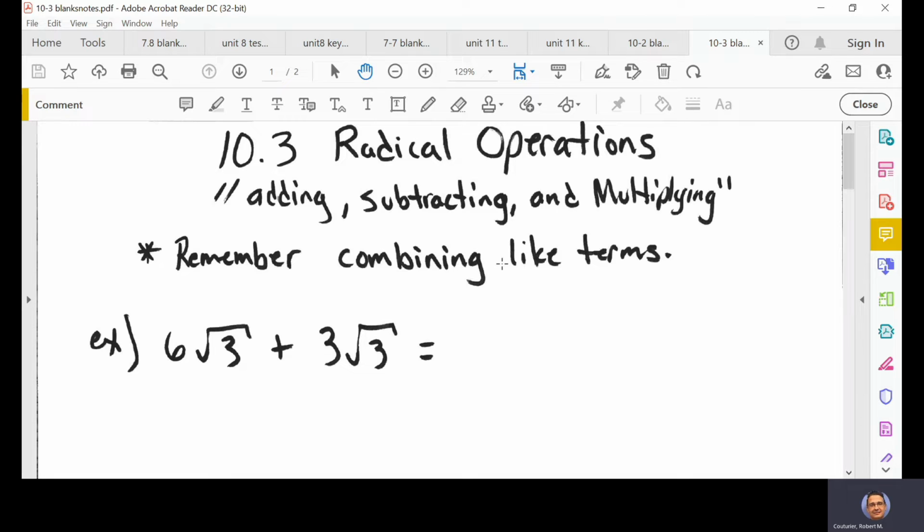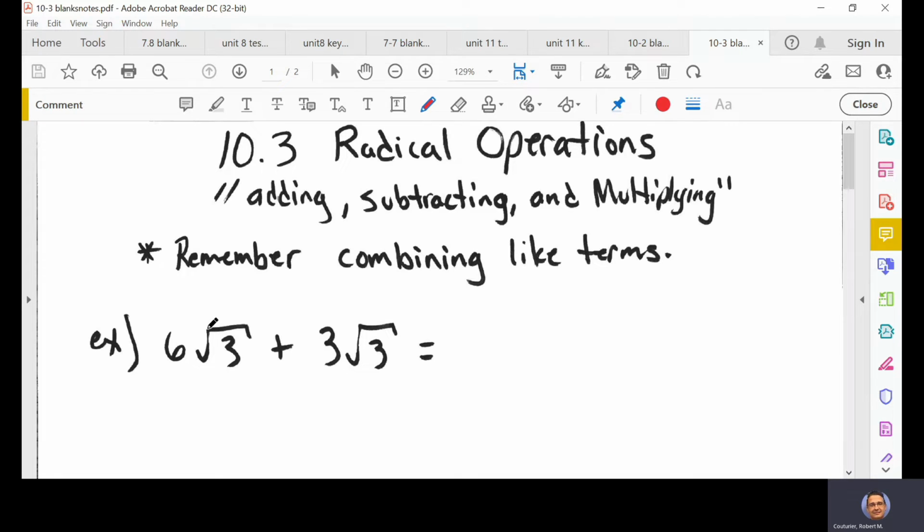We start to get something that's called like radicals, where your radical symbols are exactly the same, like square root of 3, square root of 3. And in honesty, we can look at this just like we did at the very beginning of the year when we were combining like terms. These are called like radicals. And so, look at this.